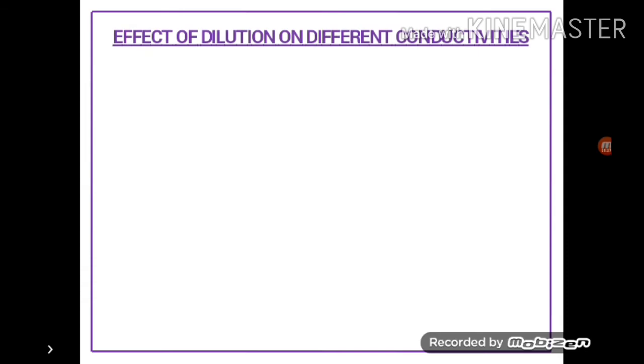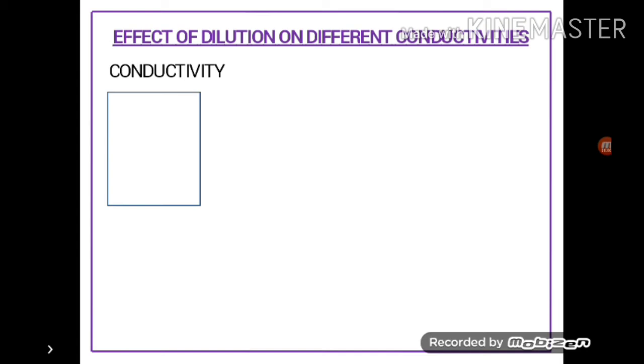So in next, now we will see first the effect of dilution on different conductivities. So students, the effect of dilution on different conductivities, here two types of conductivities we will discuss. First is conductivity and second is molar conductivity. First talk about conductivity. So what is conductivity? It's the conductance of the conductor which has length 1 centimeter and area of cross section 1 centimeter square.